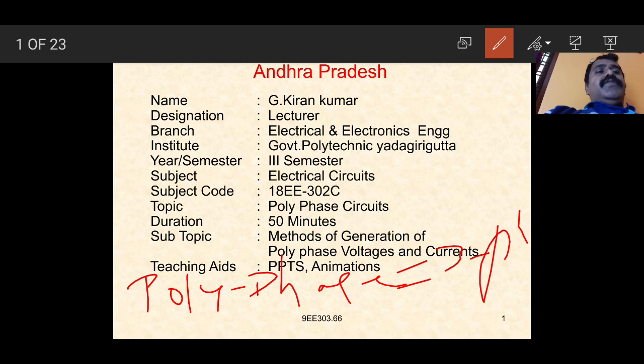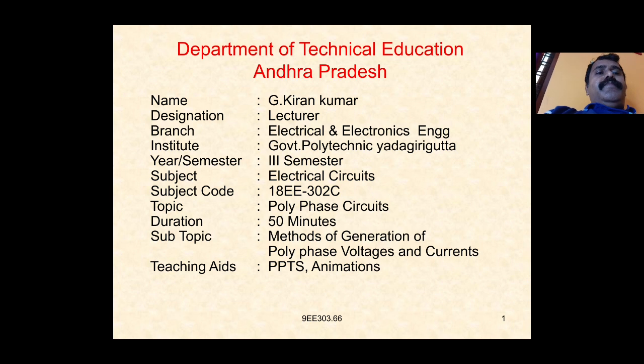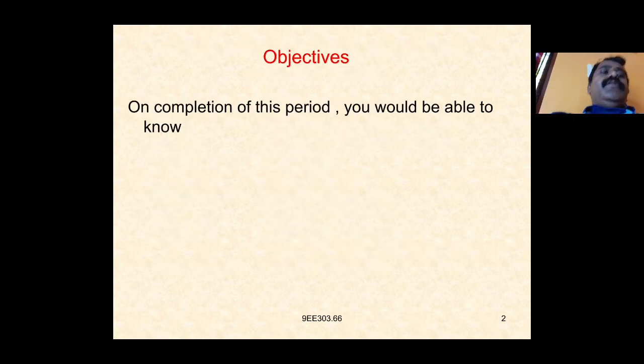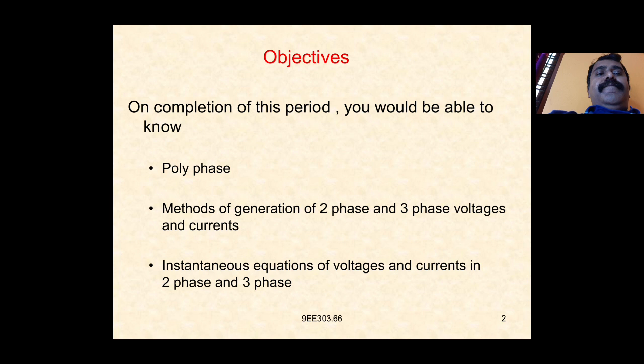So now we can see methods of generation in polyphase circuits. On completion of this period, you would be able to know polyphase, methods of generation of two-phase and three-phase voltages and currents, and the instantaneous equations of the voltages and currents in two-phase and three-phase.